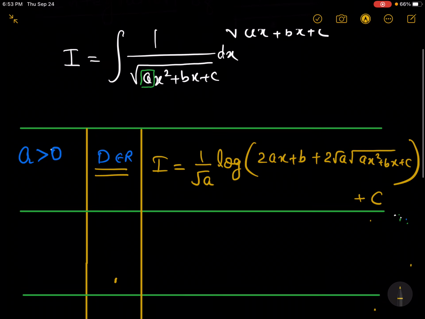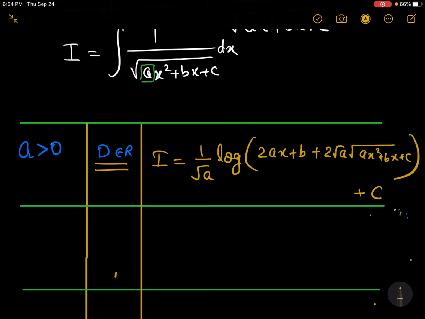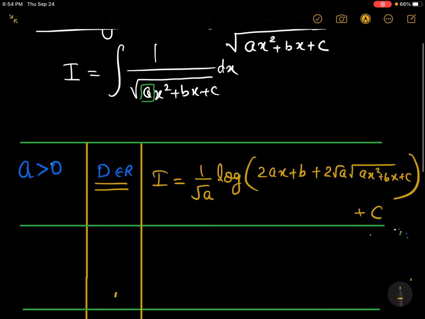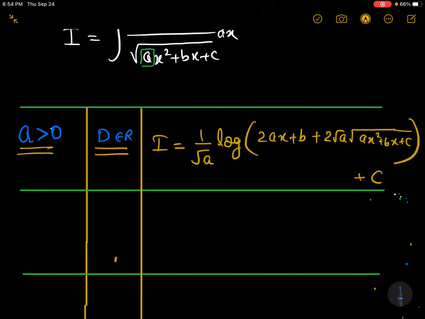We will solve a question after this also. So this is the answer directly. If a is greater than 0, then d may be any real number, it may be positive, it may be negative, it may be equal to 0. Then the answer of this integration will be 1 upon square root a log of 2ax plus b plus 2 root a and square root of ax square plus bx plus c. This will be the answer directly we can write.